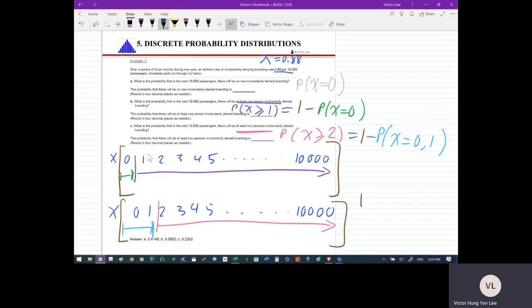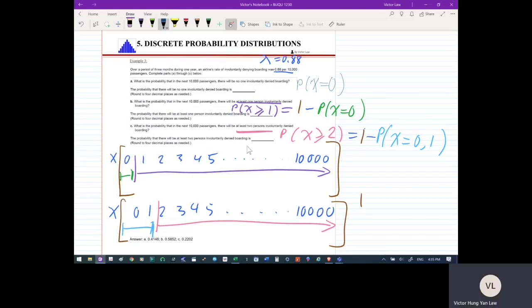And we know that all the possible outcomes have to add up to 100%. So from x equals 0 all the way to x equals 10,000, when we add up these probabilities, it has to add up to 100%. In this question, what we're solving for is x is greater than or equal to 1. To find the probability to the right of x equals 1, we take the 100% and subtract the opposite. And the opposite is basically x equals 0.